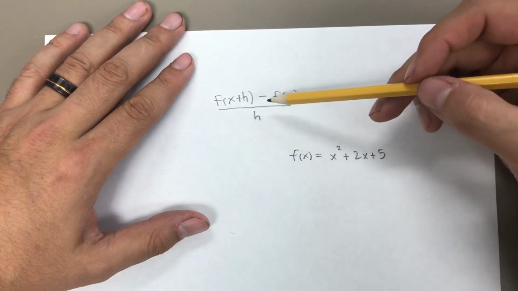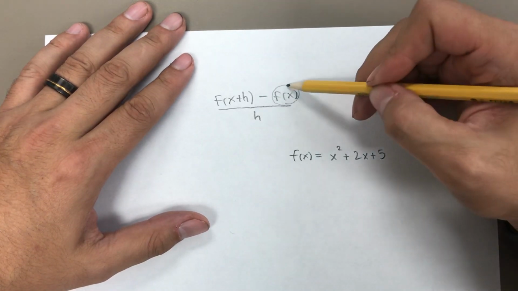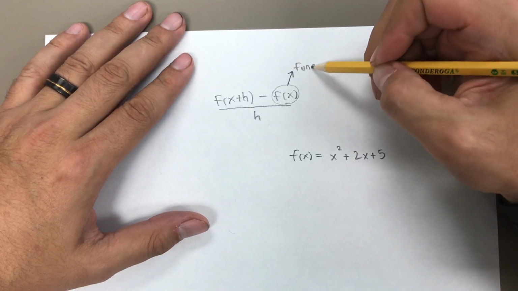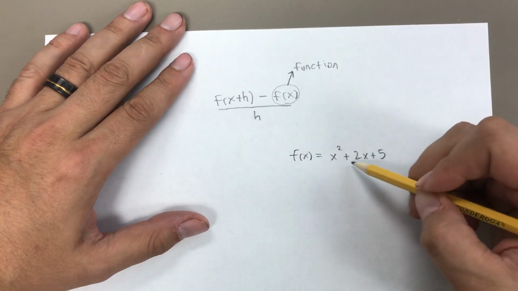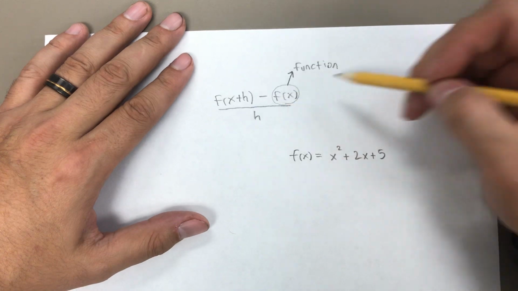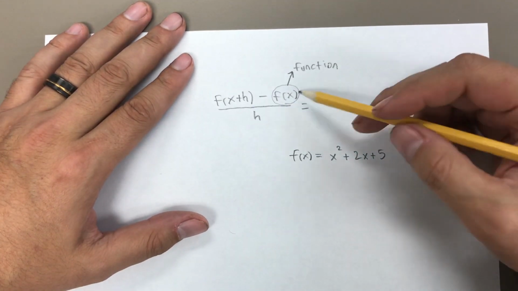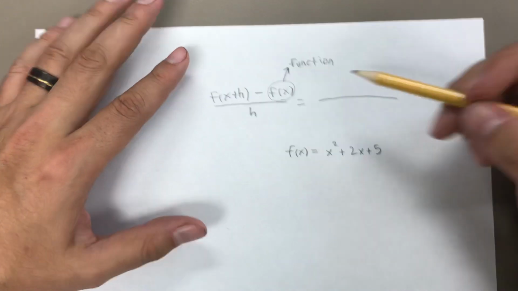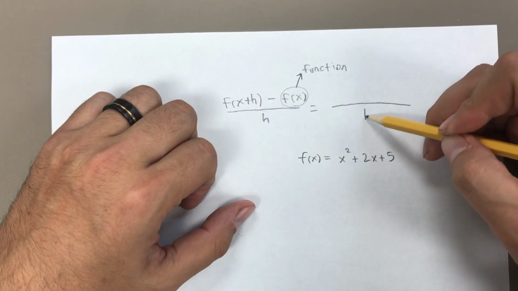So back to the difference quotient. This part of it, where it says f of x, that's just going to be the original function itself. So whatever we were given as our original function, in this case x squared plus 2x plus 5, that's just going to go right over here. Okay? So, if we wanted to start writing this in here, we can do that. Because really it's just three things that we need to find: f of x plus h, f of x, and h. And we already know that h is always going to be the same.